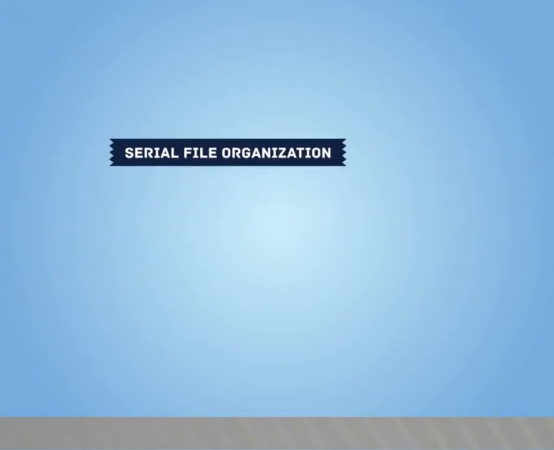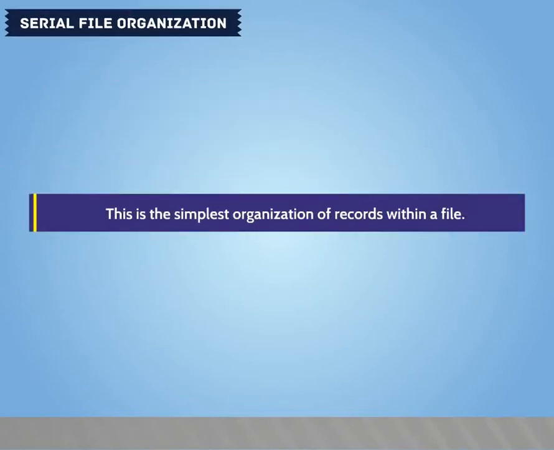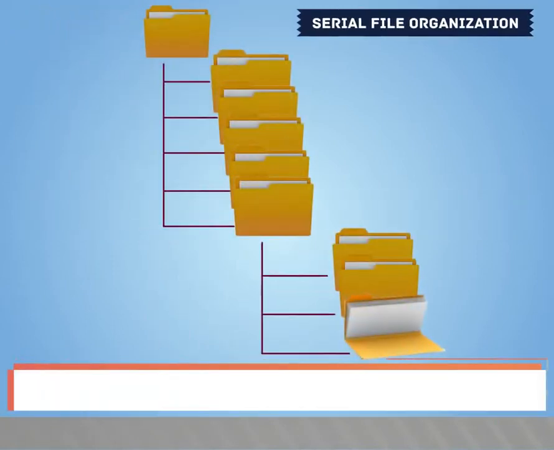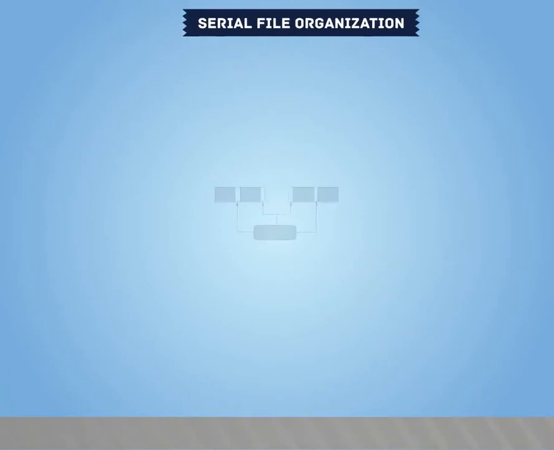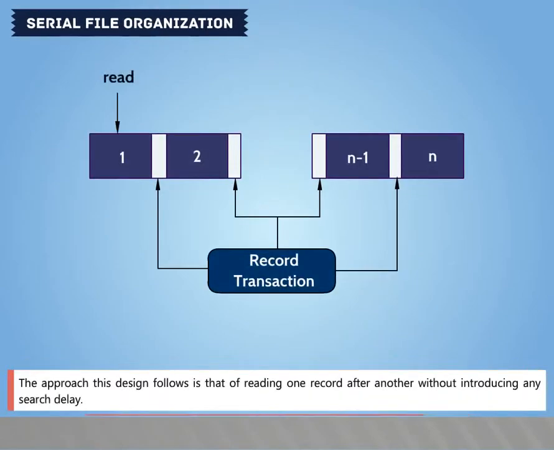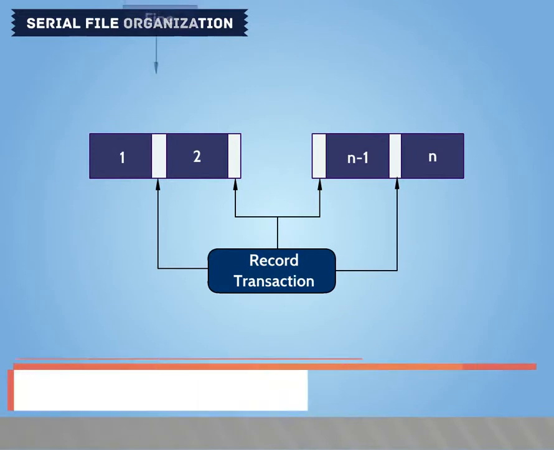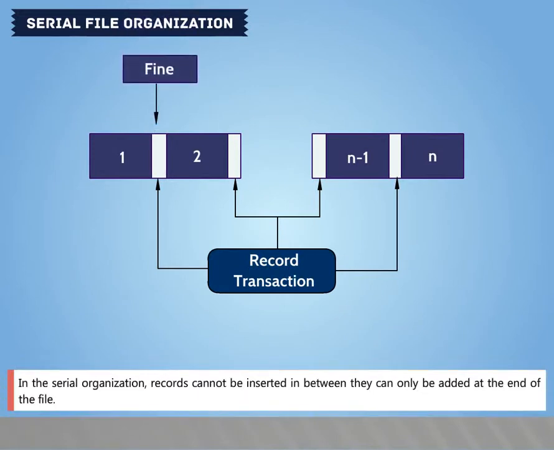Serial file organization. This is the simplest organization of records within a file. In serial organization, the file is created by placing one record after another. The approach this design follows is that of reading one record after another without introducing any search delay. In the serial organization, records cannot be inserted in between, they can only be added at the end of the file.